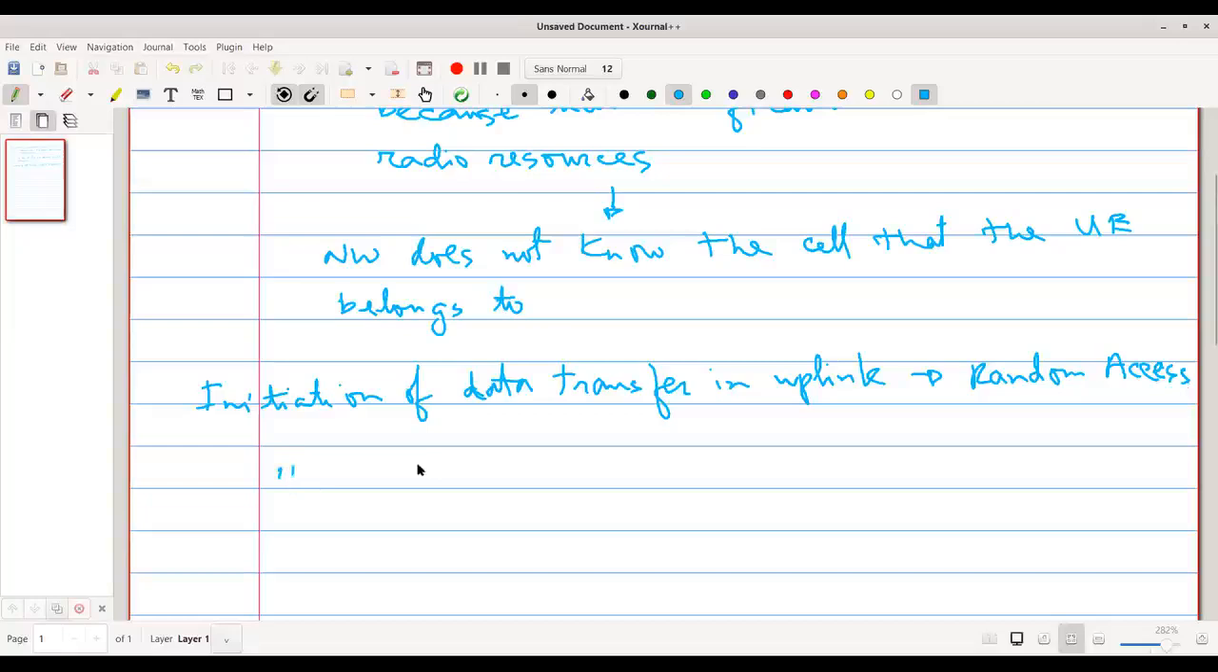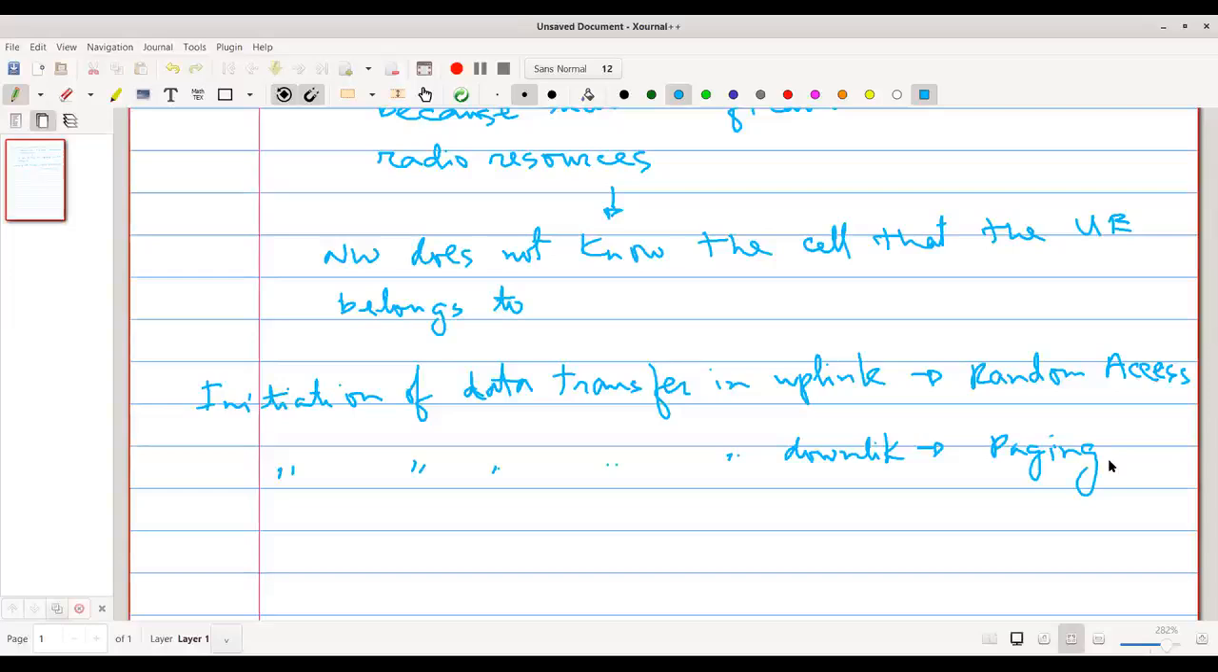And if there is the initiation of data transfer requirement in downlink, there can be a few other purposes too, we'll see. Then the network knows that it has got some data which it needs to forward to the UE. So the procedure can be paging.